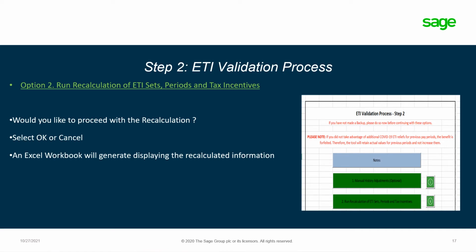Once you select Option 2, run recalculation of ETI sets, period, and tax incentive, there will be a message: Would you like to proceed with the recalculation? Select OK or Cancel. An Excel workbook will generate displaying the recalculated information.